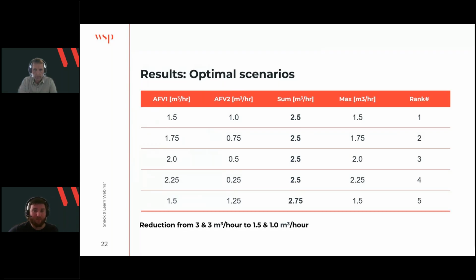But we can also see if we want the 2 extraction wells to pump more equally, then we would actually go up to 2.75 cubic meters per hour and pump 1.5 and 1.25 cubic meters per hour. So the optimal scenario for this one would be 1.5 cubic meter per hour and 1 cubic meter per hour for the 2 extraction wells.